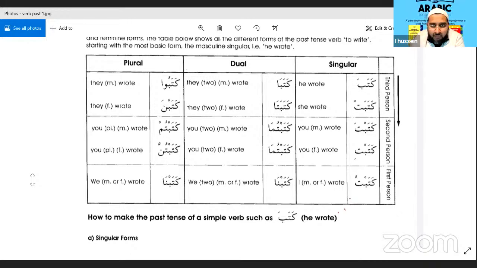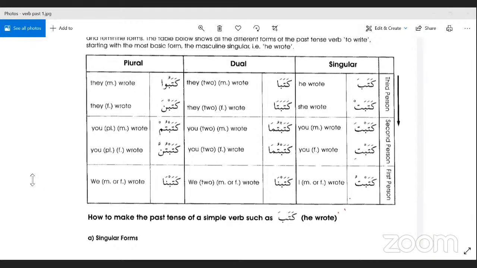Is this clear for you? Yes. You understood everything? Yeah, exactly. Brilliant. Sister Samina, can you come on the mic?